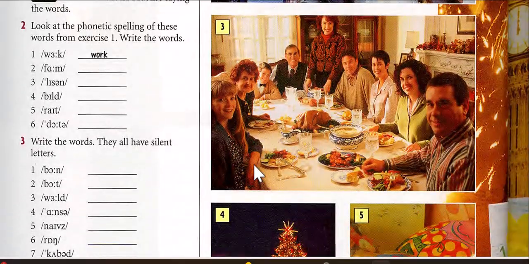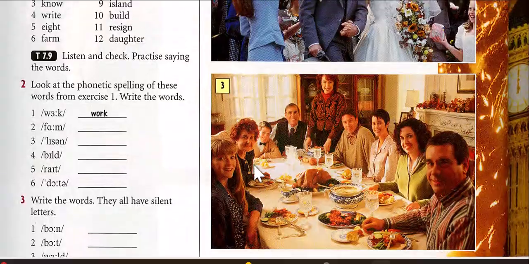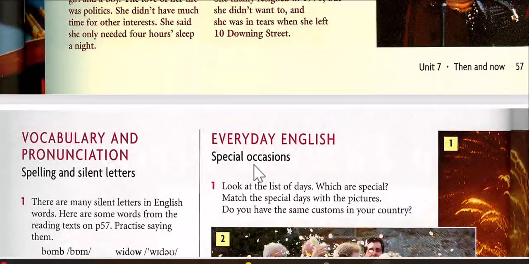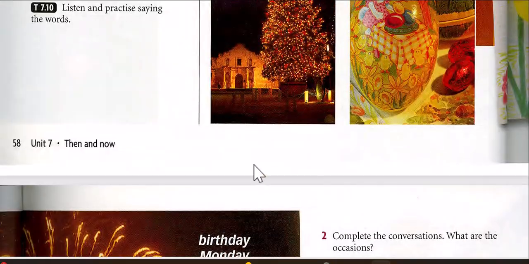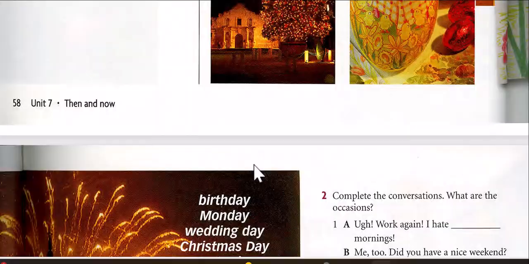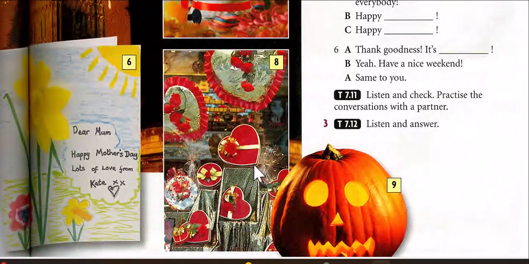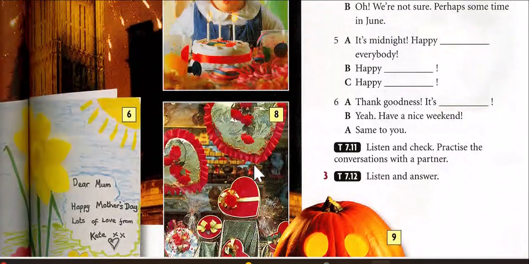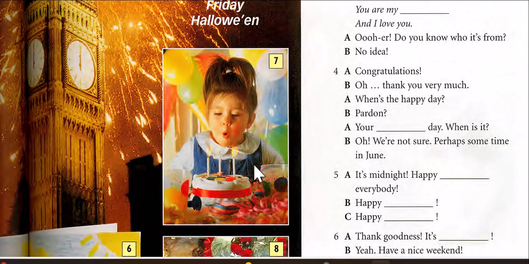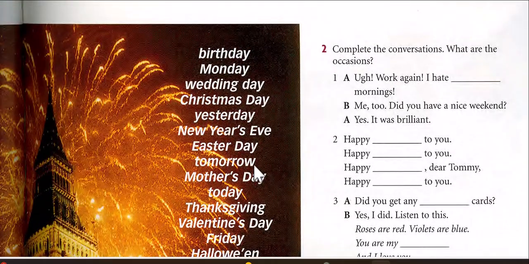Okay, so how many pictures? One, two, where's the one? Number one, two, three, four, five. I think this is number one. Six, seven, eight. Okay, you have to find out these things, match these things. Okay, so complete the conversation. What are the occasions?